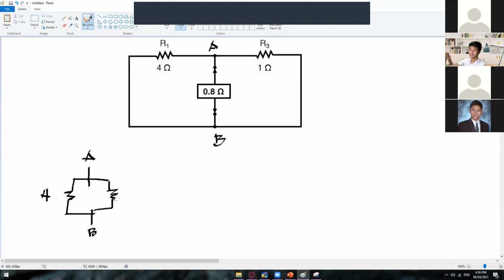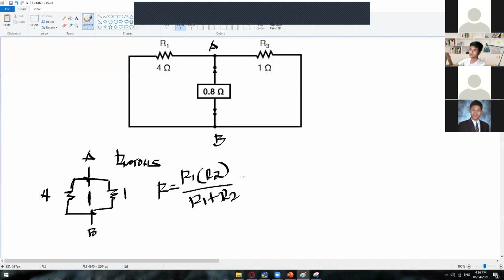This is node A and node B. As you can see, the 4 and 1 are in parallel with each other. We cannot say that they are in series because we have a node in here. This is where we solve for the final value of R Norton, or Norton's resistance. Just apply the parallel connection, R1 times R2 divided by R1 plus R2. So 4 times 1 divided by 4 plus 1 gives 4 divided by 5.